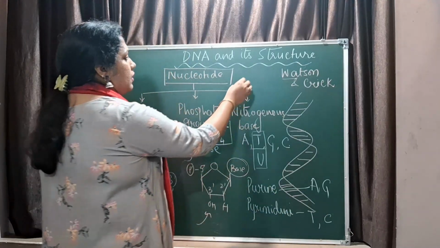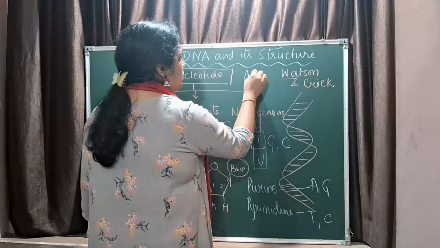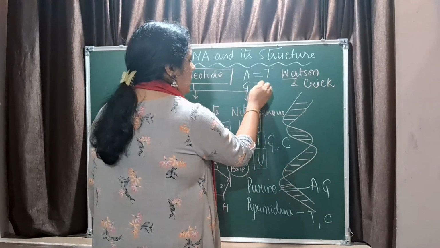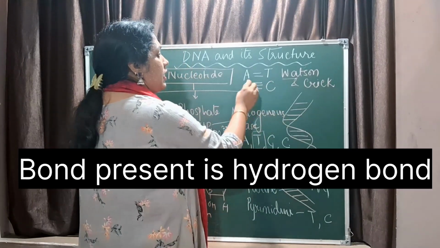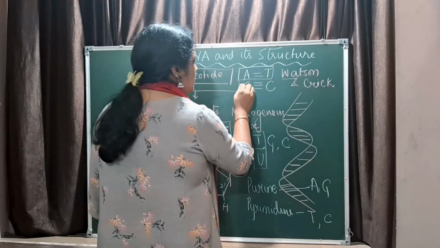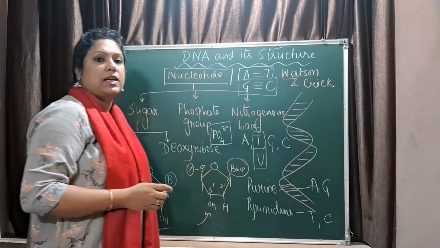You have to remember that A always bonds with T and G always bonds with C. There are 2 hydrogen bonds between A and T, and 3 hydrogen bonds between G and C.